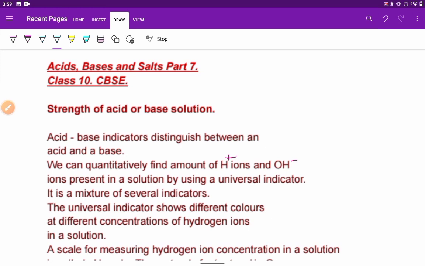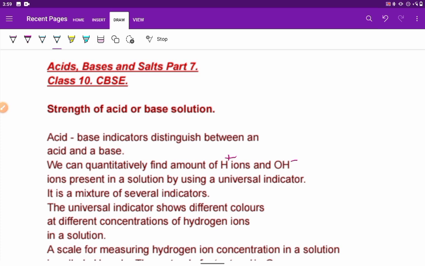Today we will deal with the topic acids, bases and salts part 7. This is for class 10 CBSE. Now see, today we will see the strength of an acid or base solution and how we can find out whether the acid or the base is strong or not.